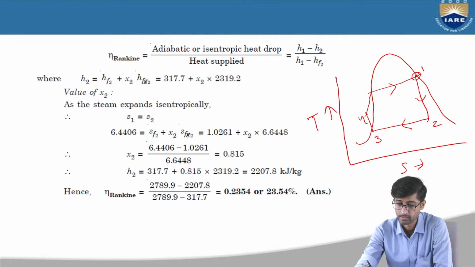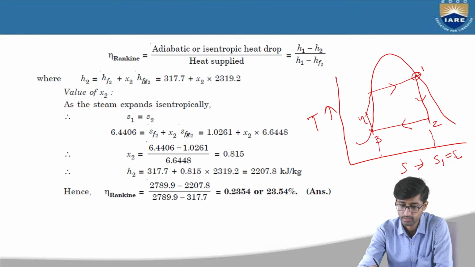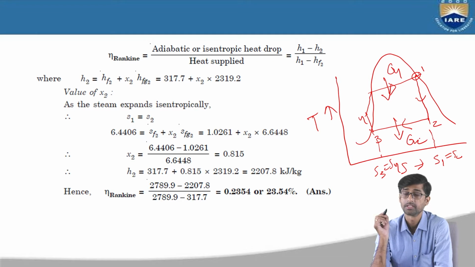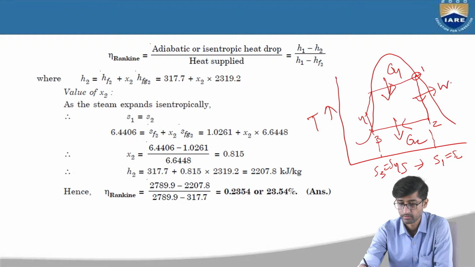Right? Here, entropy remains constant. Adiabatic process, reversible and adiabatic process. S1 is equal to S2. Here S3 is equal to S4. Right? Here heat is supplied, that is, let's say Q1. Heat rejected is Q2. Right? So this is the turbine work, and this is the pump work.